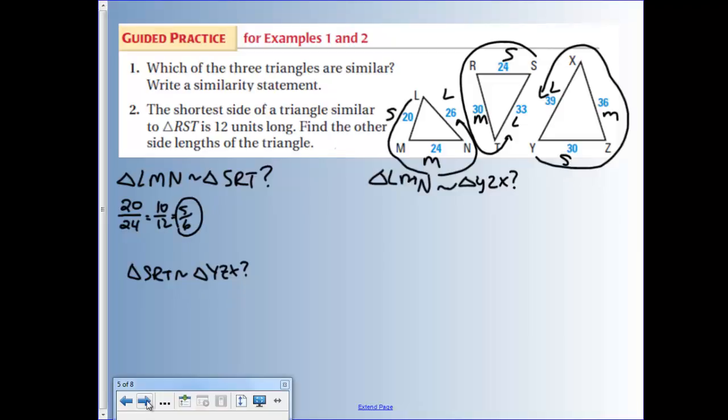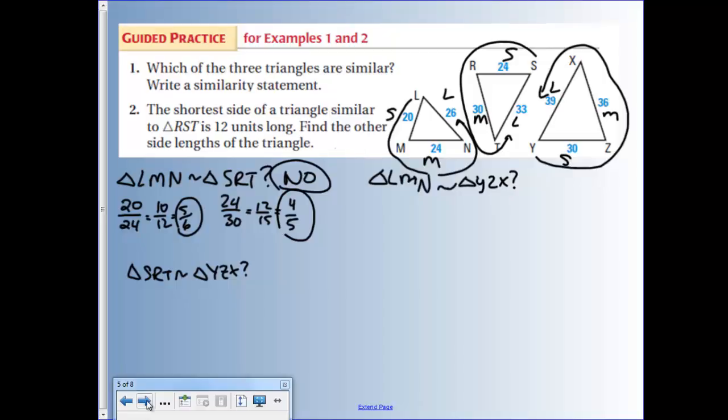Check your medium. 24 and 30. 12 to 15. Divide them both by 3. Uh-oh. Does it work? I ran into a problem. Those are not similar. So I say, no, those are not similar. Right? Okay.